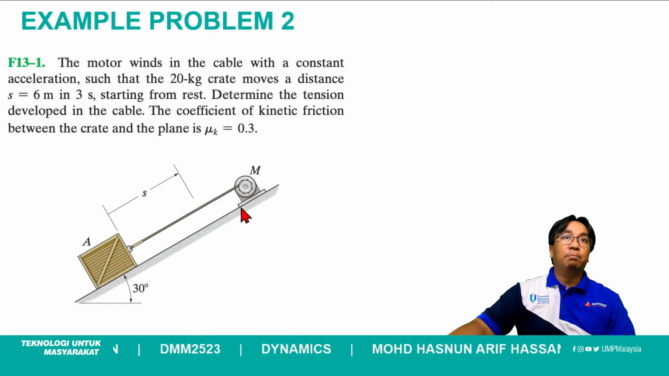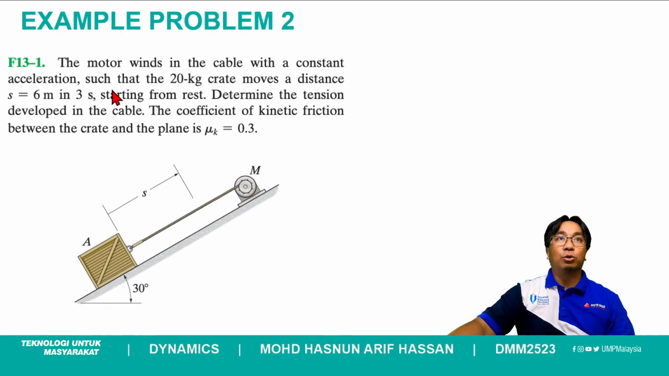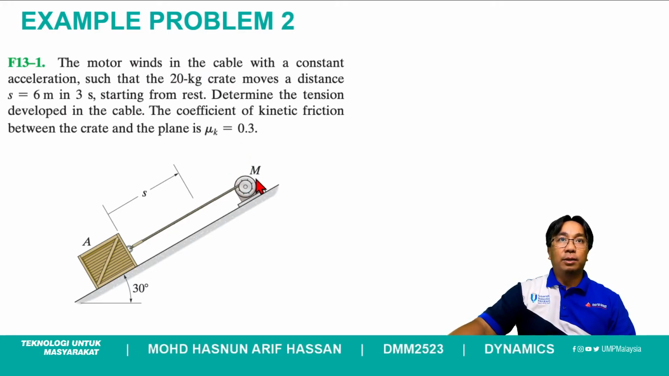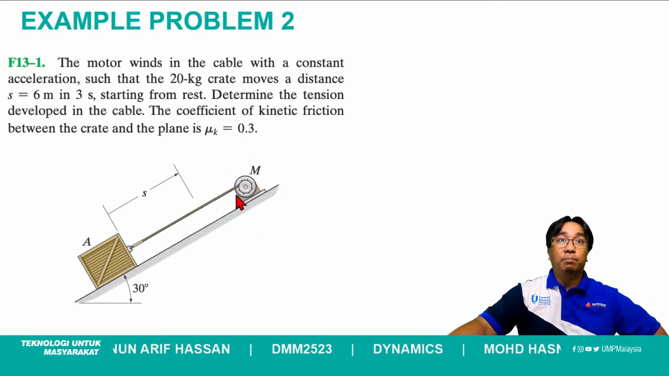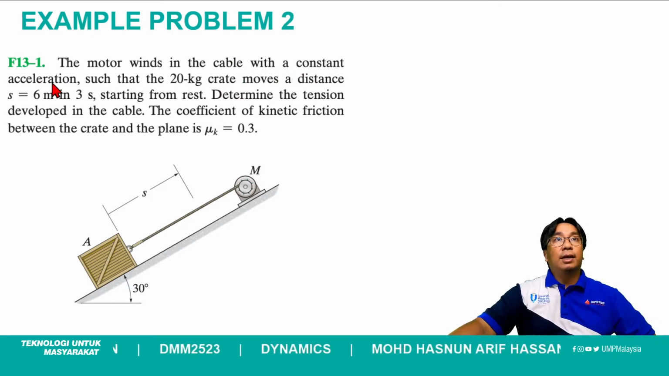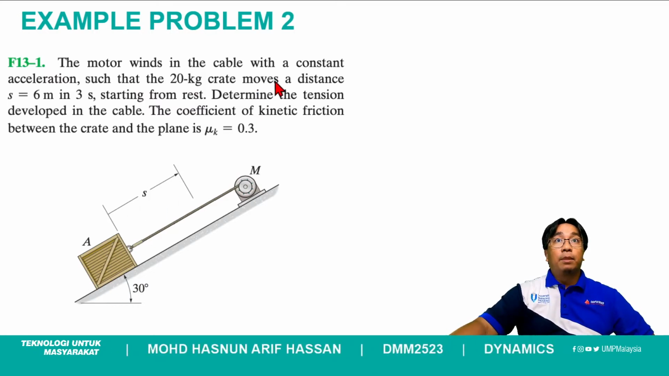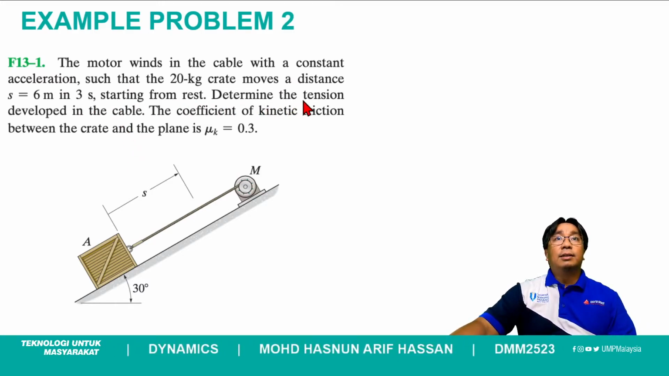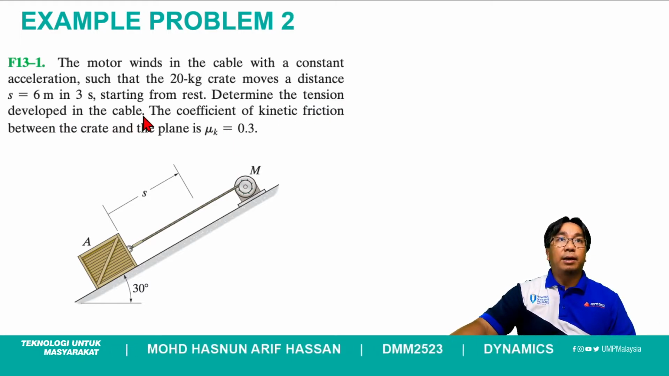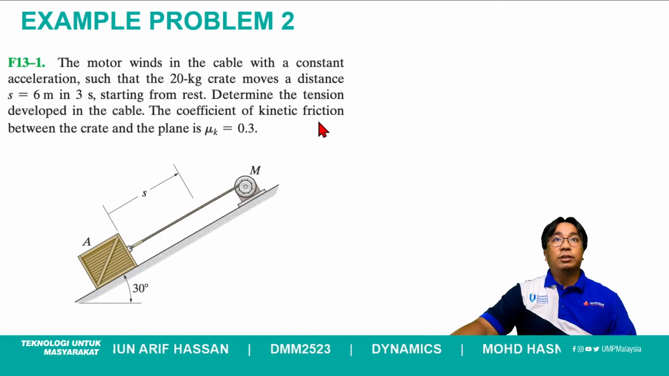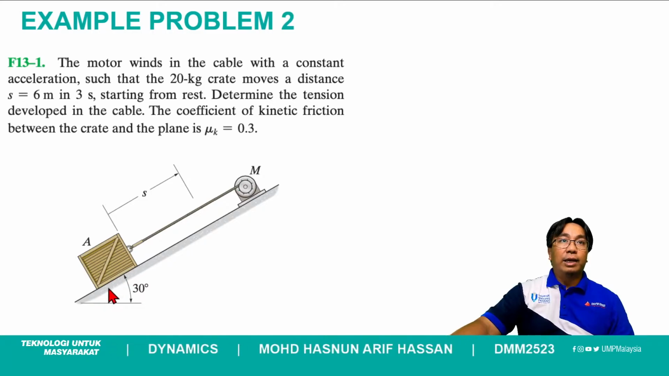Now we have a motor at M here. This is a motor winding the cable. The motor turns, so the cable will be pulled with a constant acceleration, such that the crate, the 20 kg box here, will move 6 meter in 3 seconds starting from rest. The question is, determine the tension developed in the cable, and it says that the coefficient of kinetic friction is mu k 0.3. So we know that this surface is rough. There will be friction also.